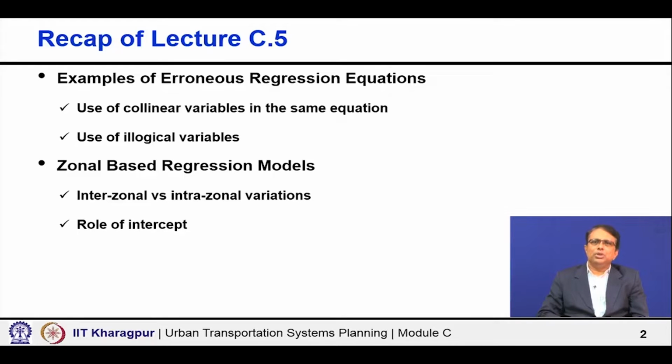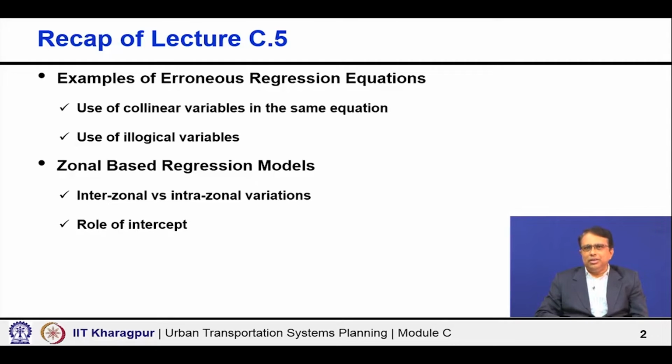In regression models we actually prefer more interzonal variation, but as I said, sometimes problems may happen because one can find from the data that interzonal variation is relatively lesser and there is a significant intrazonal variation.